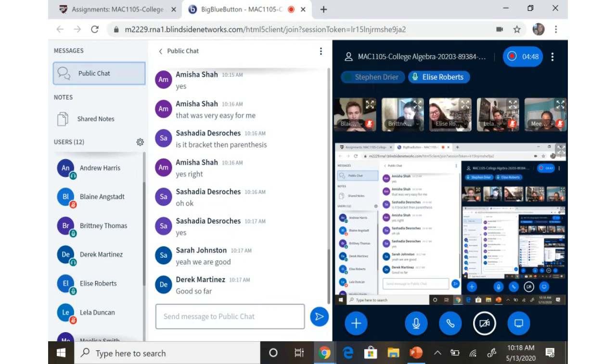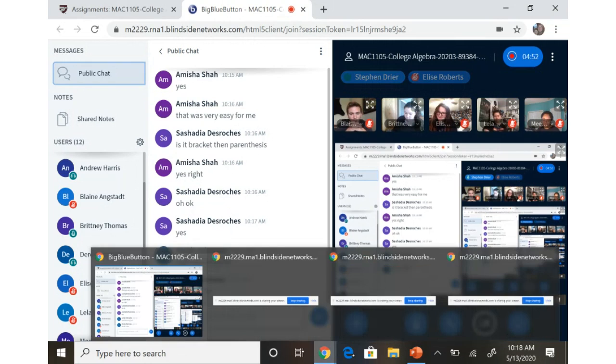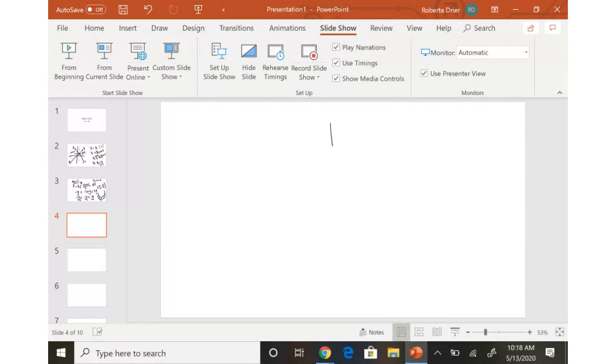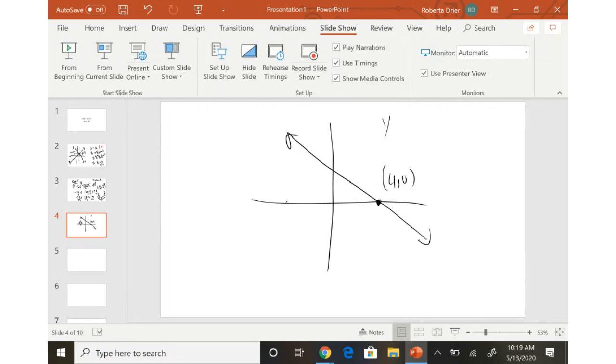All right. Any questions? Going once? Going twice? All right. Let's do one last one. When is y1 greater than 0? Let's do y1 less than 0. Let's do y1 equals 0.